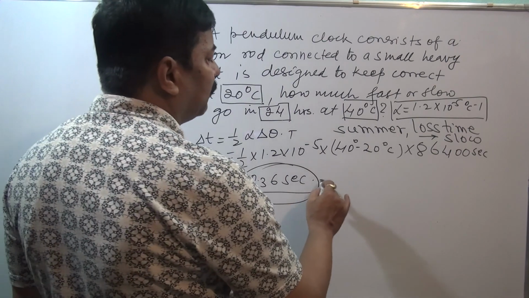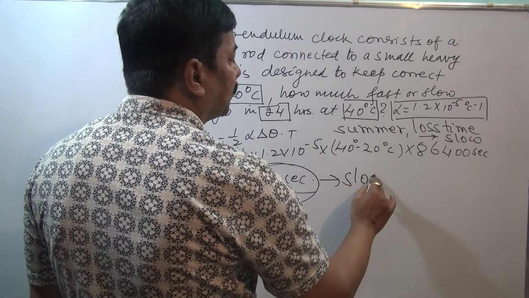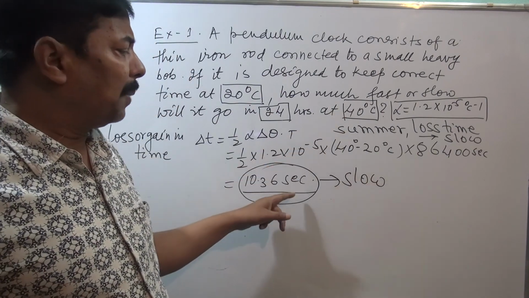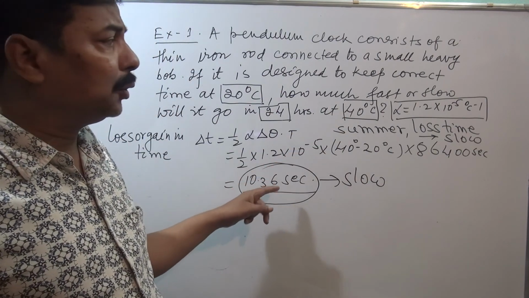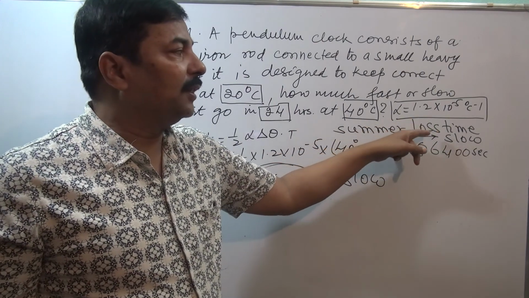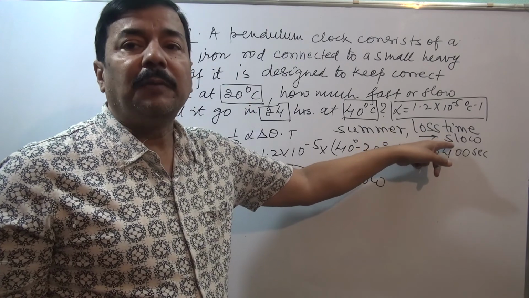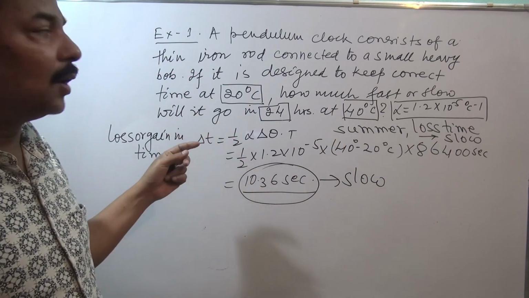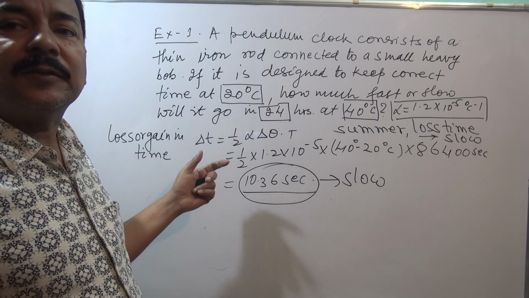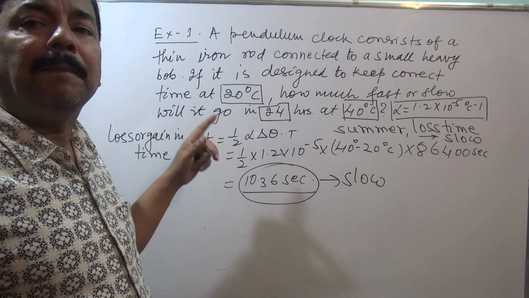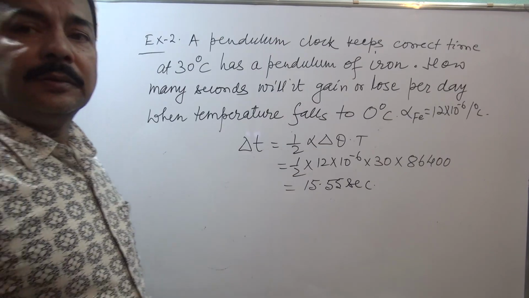So the clock will become slow. In 24 hours, it will become slow by this amount. As I told you, it is the case of summer where there is a loss in time, and when there is loss in time, the clock will become slow. So this is the question that is directly based on the application of linear expansion used in the case of your simple pendulum. Now see this question.